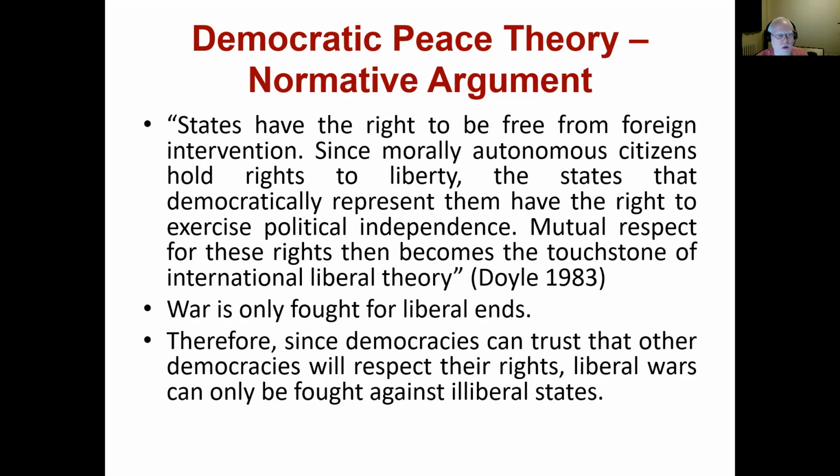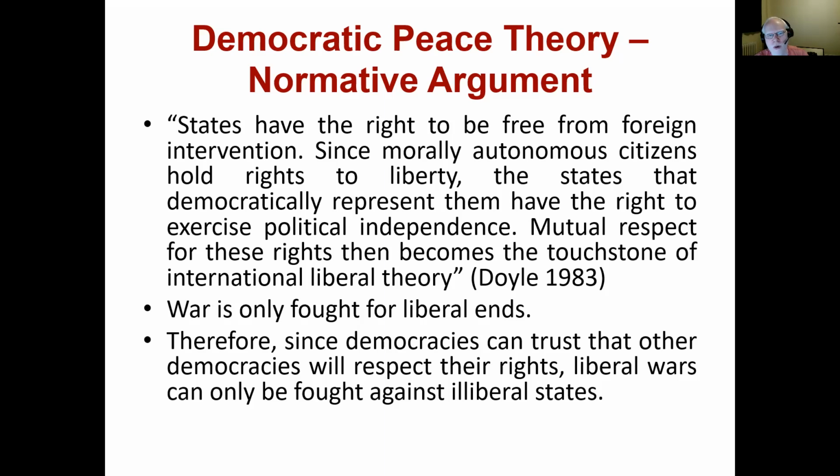So according to the normative perspective, wars are only fought for liberal ends. So you don't fight illiberal wars. It would be illiberal for me to start a conflict against another democracy, because in doing so, I'd be interfering in the right of these morally autonomous citizens. I'd be interfering in their right to exercise their liberty, right?